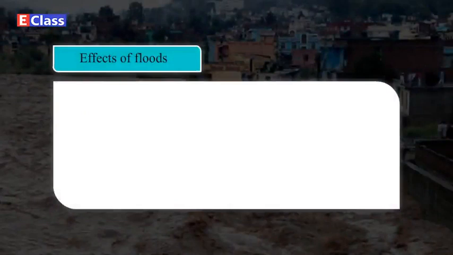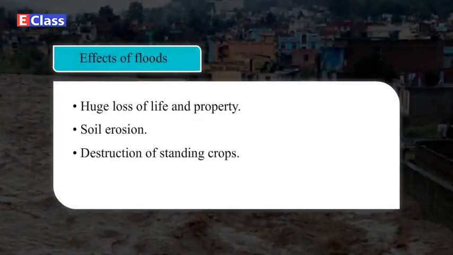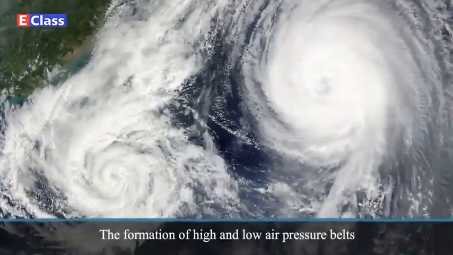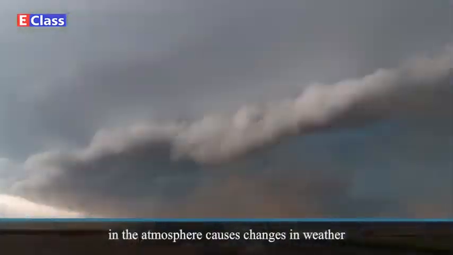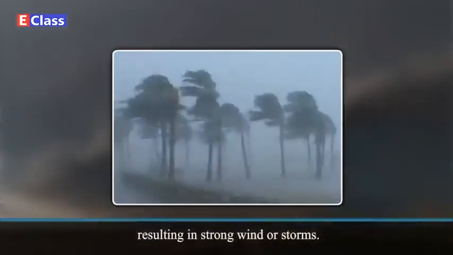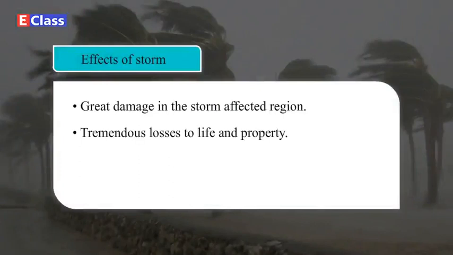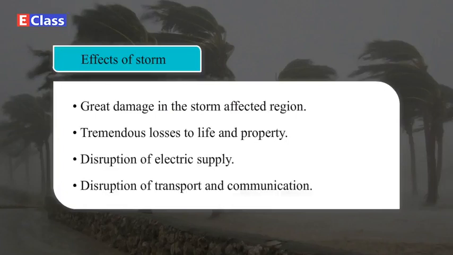Effects of floods: huge loss to life and property, soil erosion, destruction of standing crops. After effects of floods like spread of diseases and epidemics affecting the health of the people. Storms. The formation of high and low air pressure belts in the atmosphere causes changes in weather resulting in strong winds or storms. Effects of storms: great damage in the storm-affected region, tremendous losses to life and property, disruption of electric supply, disruption of transport and communication.